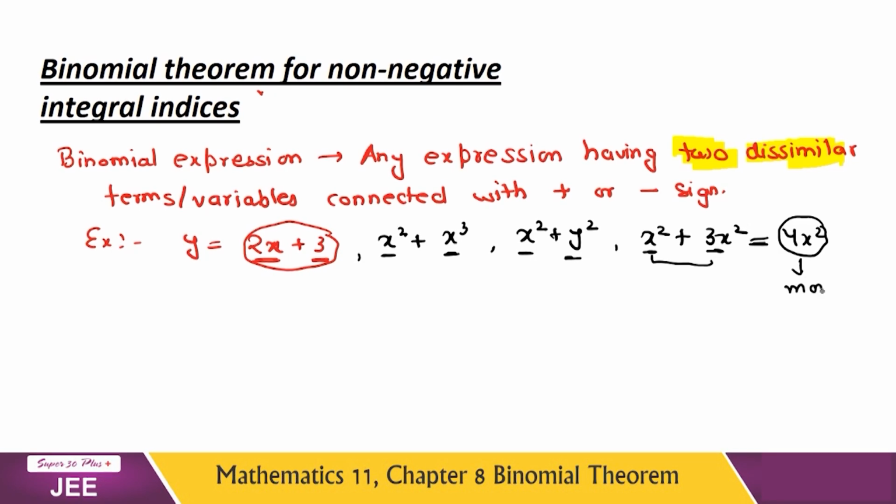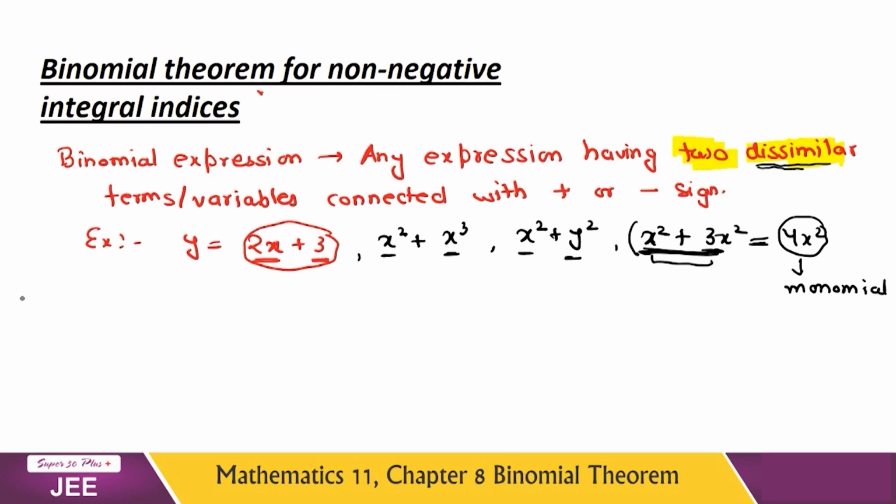In fact, this is a monomial. So if somebody asks x square plus 3x square, we can say that this is not a binomial because the terms have to be dissimilar. I hope you understood the meaning of binomial. This chapter is completely based on binomials. It means we will always have two dissimilar kinds of terms or variables.